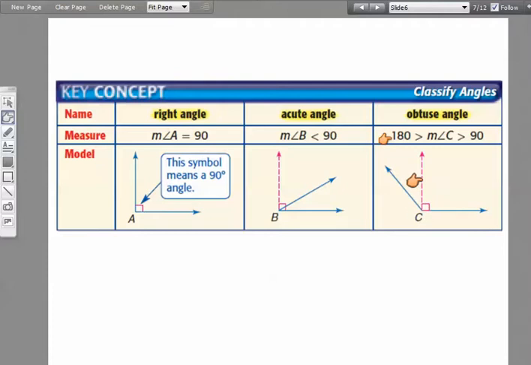Let me see. Okay. I didn't read the statement right. 180 is less than the measure of angle C is greater than 90. Okay. So if you have an obtuse angle, it's going to be greater than 90, but less than 180. Alright, and all I did was I just set it backwards. Okay, so obtuse angle, I always just think of it as a big angle. It's really big. Okay, obtuse is going to be greater than 90, less than 180.